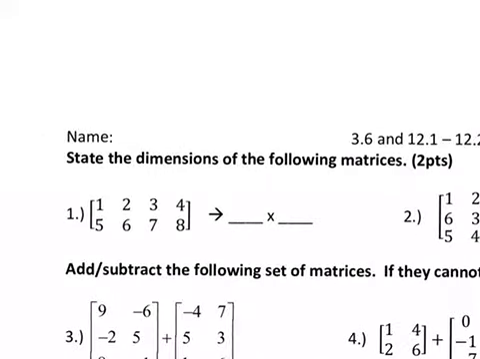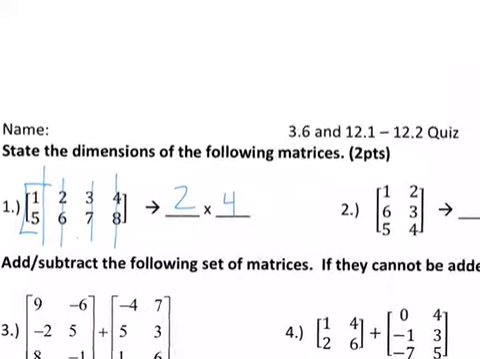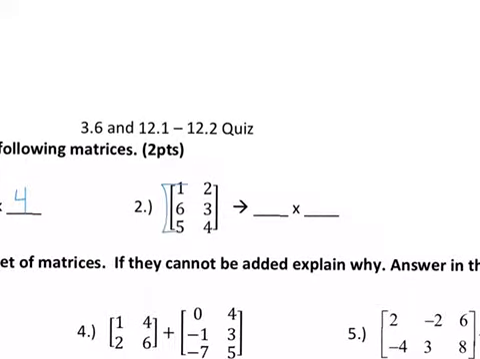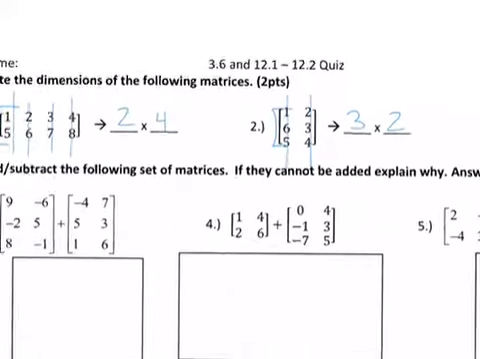So, stating the dimensions of a matrix. Remember, it's RC, rows then columns, so I need to talk about my number of rows first. I've got 2 rows, and then 1, 2, 3, 4 columns. That's a 2x4 matrix. Over here we've got 3 rows and 1, 2 columns.